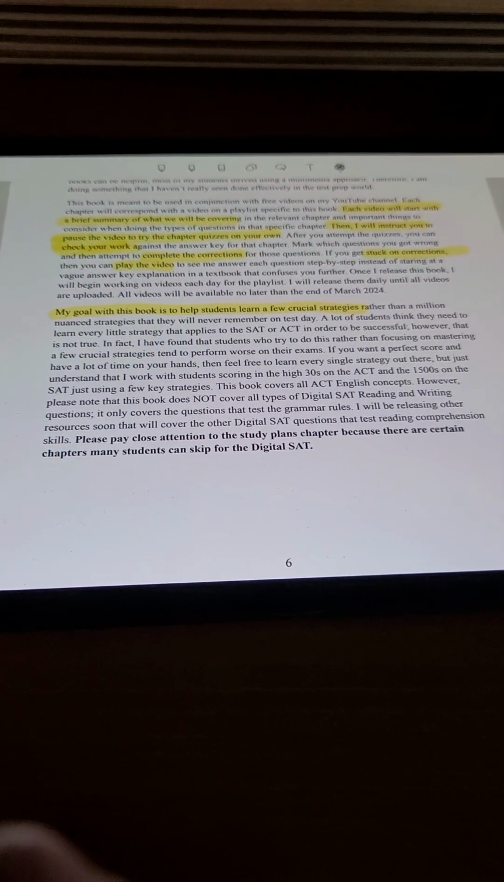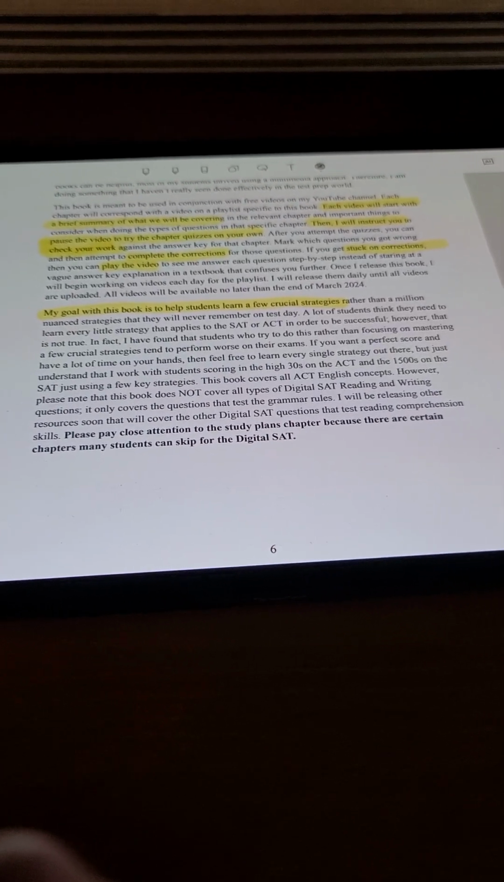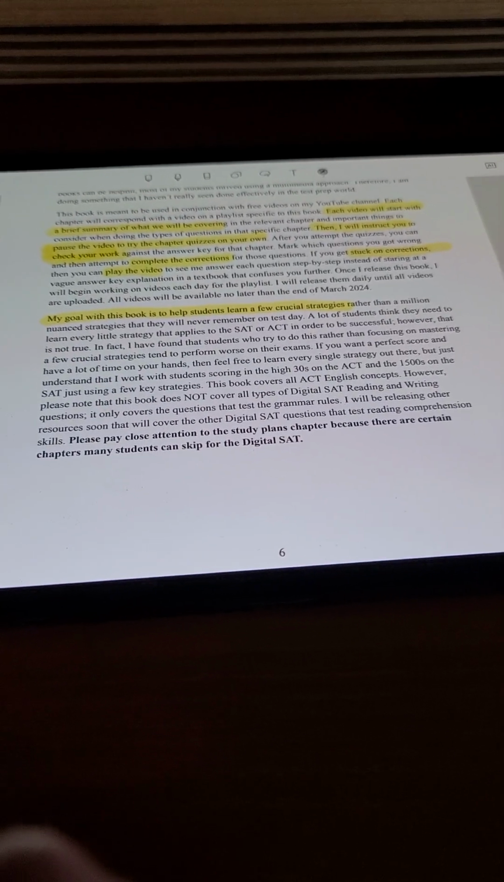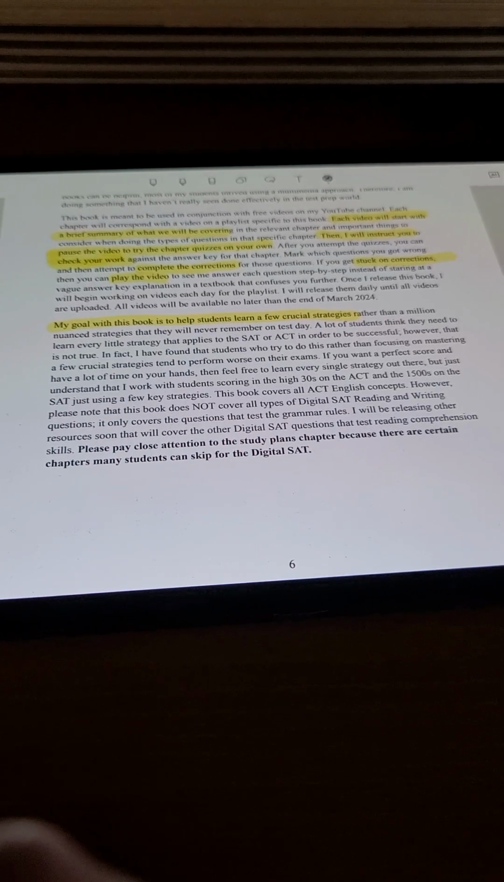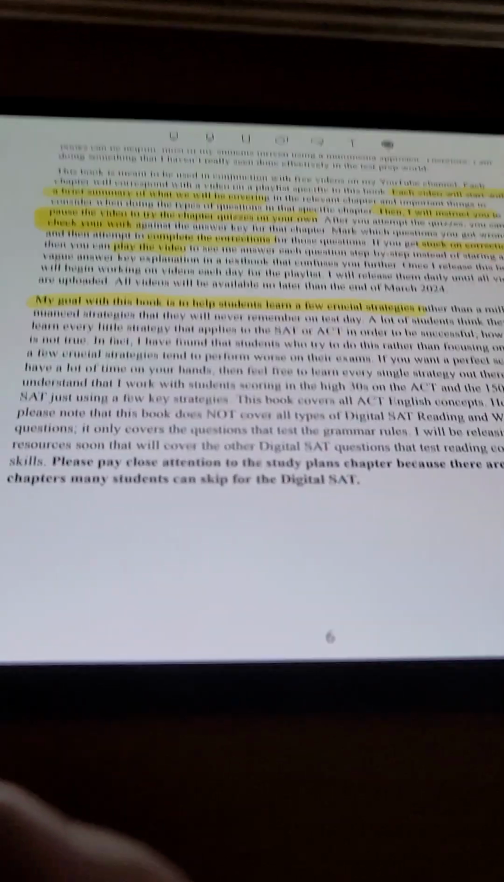And then my goal with this book is to help you learn a few crucial strategies instead of a million nuanced ones, because you don't need to learn a million different grammar rules. A lot of them can fall under the same category. You'll see with the context and agreement chapter, there's a reason why I made a context and agreement chapter and not a pronoun antecedent chapter, and then a subject verb agreement chapter separate. It all kind of falls under pay attention to the context and make sure it matches.